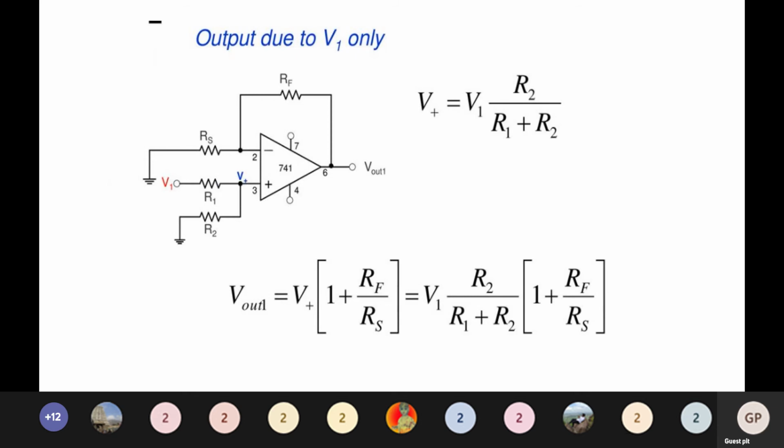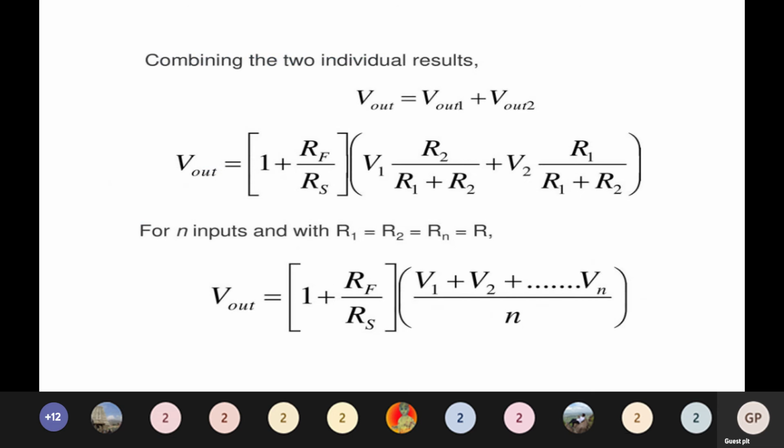Now finally we have to add both to get the final expression. V out will be equal to the output due to input 1 plus the output due to input 2. When I add these two, the factor 1 plus Rf by Rs is common to both, so I take it outside, and then the output of the first plus the output of the second. Now if I consider that all the resistors are the same, R1 equal to R2 equal to R, then V out will be equal to 1 plus Rf by Rs times V1 plus V2 plus V3 divided by N.